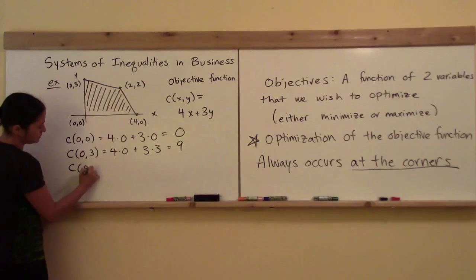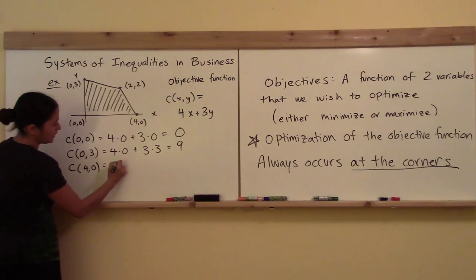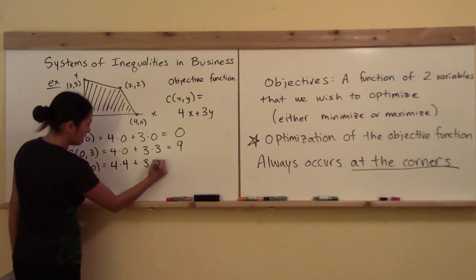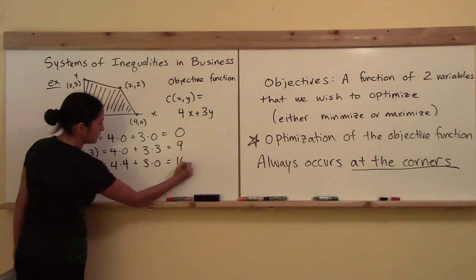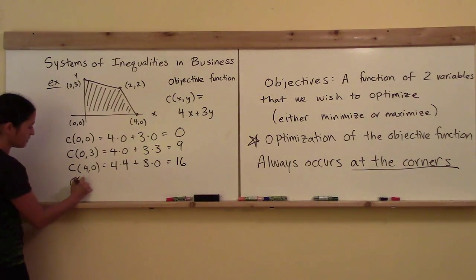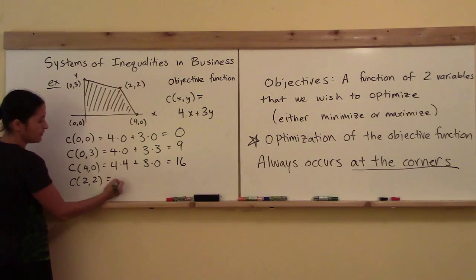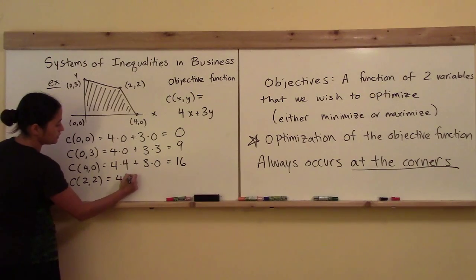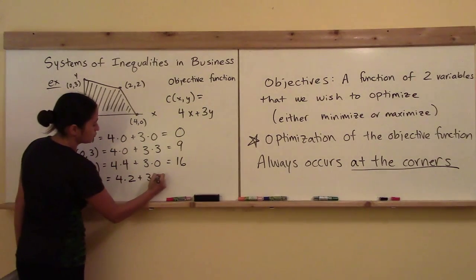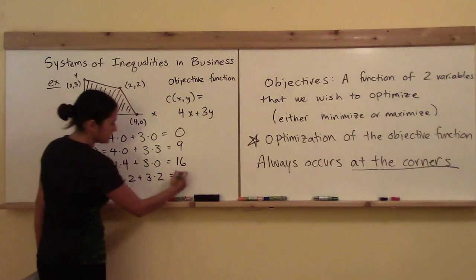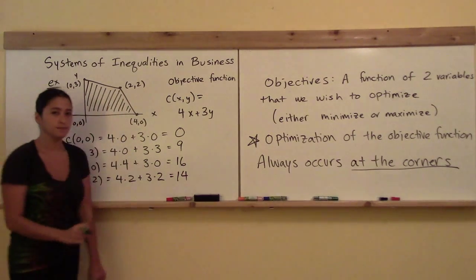I want to evaluate this at (4, 0). I get 4 times x, which is equal to 4, and 3 times 0, which is 0, and so I get 16. And then finally I have my special corner over here, my (2, 2) corner, and that's when I have 4 times the x value of 2 plus 3 times the y value of 2, and that's going to be 8 plus 6, and that's going to be 14.